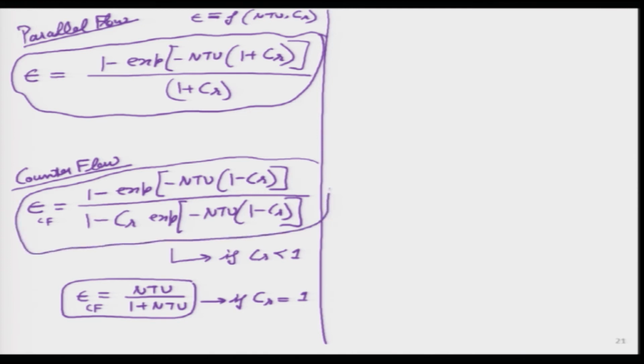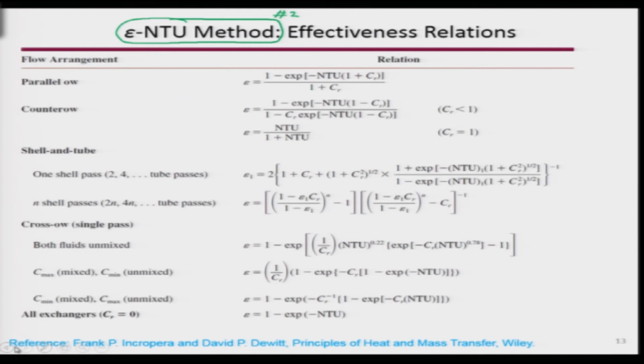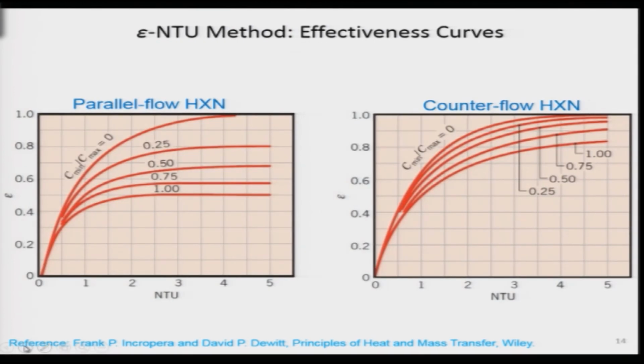So, the epsilon value is what we wanted to figure out. I think this is where we had started today's lecture. We wanted to figure out what would be the expression between epsilon, NTU and CR. With all this long exercise we have been able to achieve our objective. Now, these are the two expressions that we have looked at. These are standard equations which are available in almost all the textbooks.